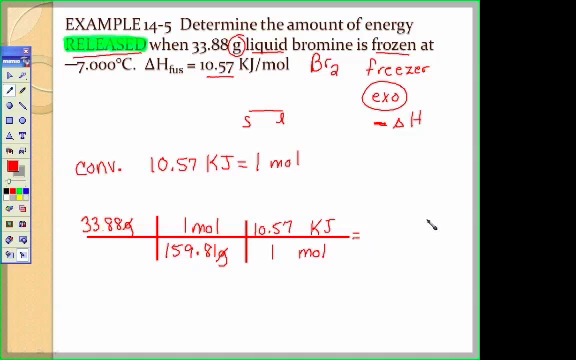Now, there's nothing in here mathematically that gives us the sign. Your knowledge of the freezing process has to provide that sign of a negative 2.241 kilojoules of energy required to freeze the liquid bromine.